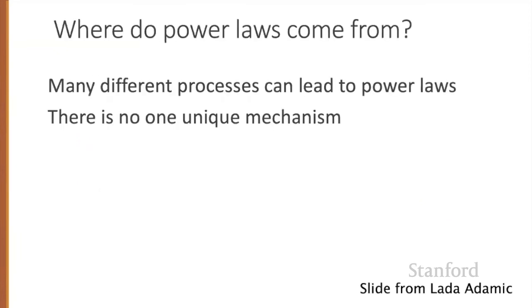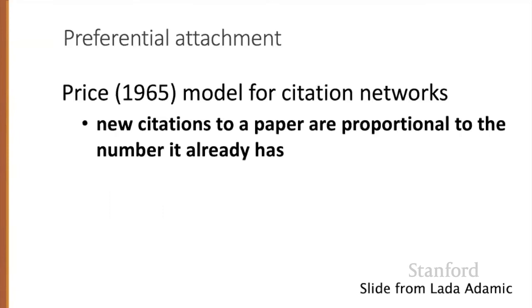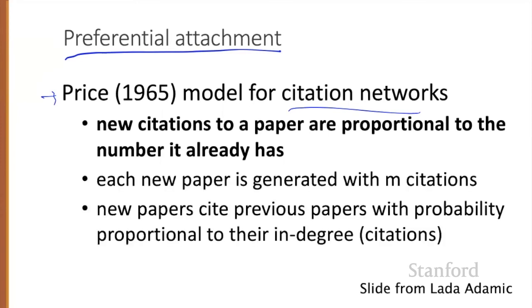Where do these power laws come from? Lots of different processes can lead to them. There's not a single unique mechanism. However, there have been a number of interesting proposals. One commonly used mechanism is called preferential attachment, and it was proposed by Price in 1965 for citation networks. The idea is that a new citation to a paper is proportional to the number it already has. So if each new paper is generated with m citations, and new papers cite previous papers with a probability proportional to their in-degree, to their number of current citations, we'll end up with a power law distribution for citations. So preferential attachment is one possible explanation.